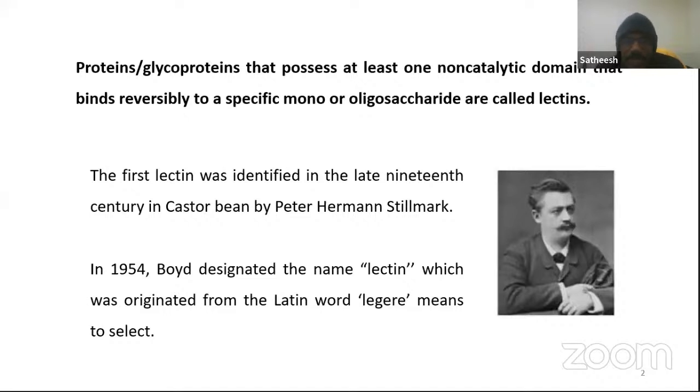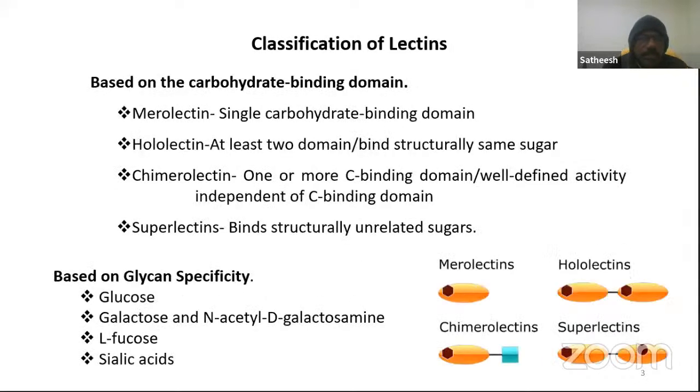The first lectin was identified in the 19th century from the castor bean by Peter Hermann Stillmark. And in 1954, the term lectin was coined by Boyd. Lectin is a Latin word from legere, which means to select. It is highly selective. The property of lectin to interact with a sugar moiety is highly selective. That is why it is termed lectin.